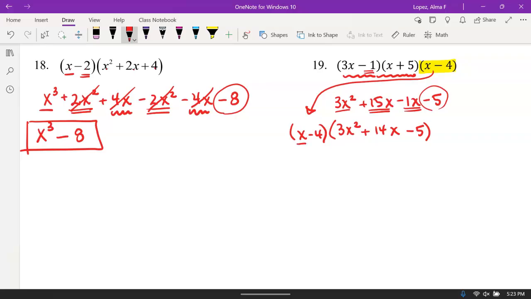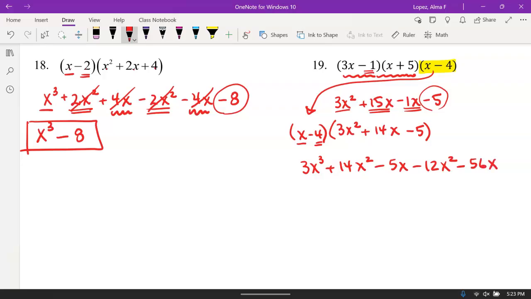Start with the x. X times 3x squared is 3x to the third. X times 14x is 14x squared. And x times negative 5 is minus 5x. Then scoot over. We're going to distribute the negative 4. Negative 4 times 3x is minus 12x squared. Negative 4 times 14x is negative 56x.